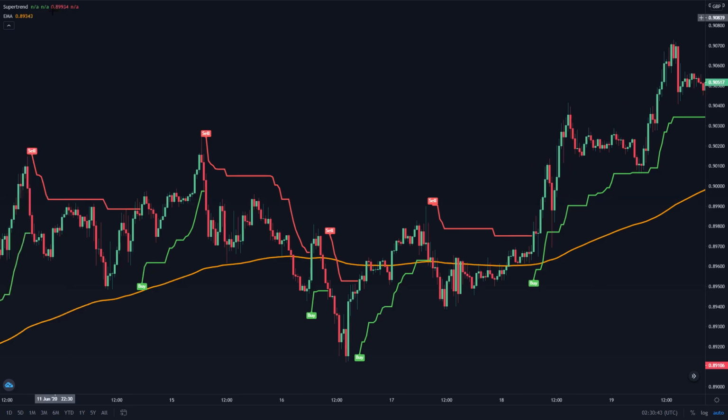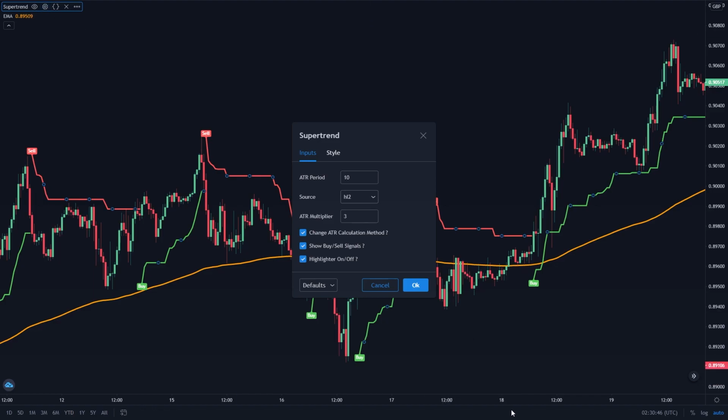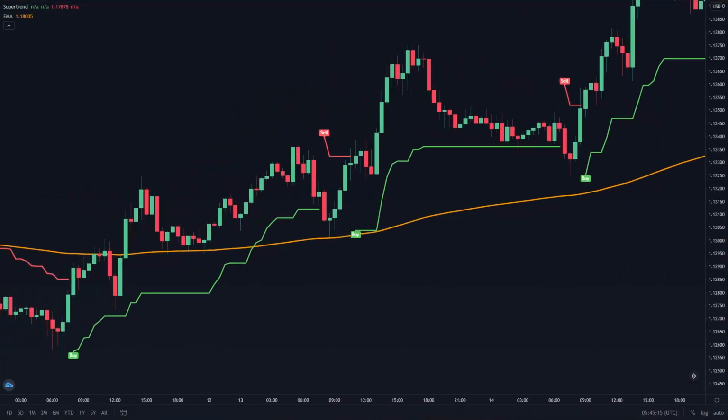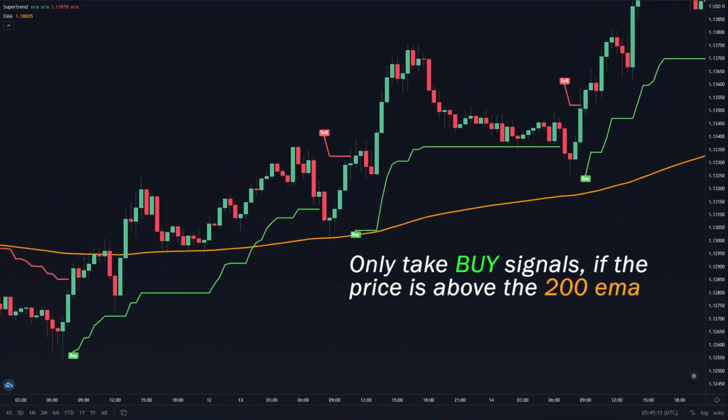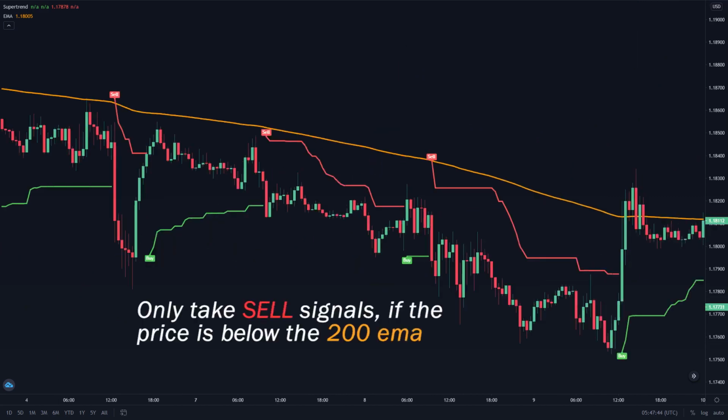For this strategy, I'm using the default settings of the super trend indicator. This is how you trade the strategy. So you only take buy signals from the super trend when the price is above the 200 EMA line. And you only take sell signals from the indicator if the price is below the 200 EMA line. Let me give you an example.